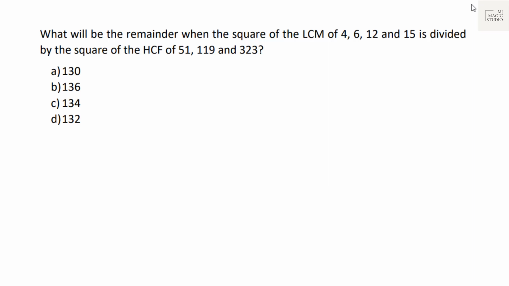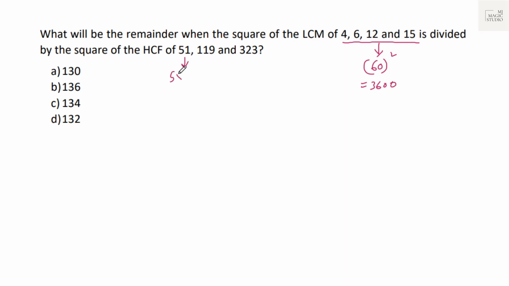So to start with, first one on the screen, and we know the drill. It's all about HCF and LCM. What will be the remainder when the square of the LCM of 4, 6, 12, 15? LCM of 4, 6, 12, 15 is 60. And the square of that is 3600. Is divided by the square of HCF.